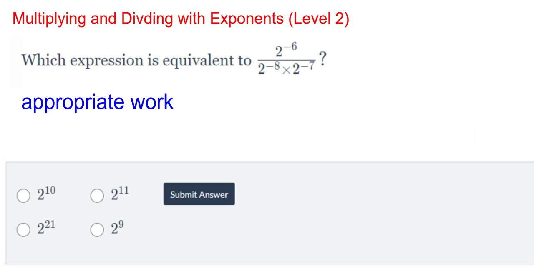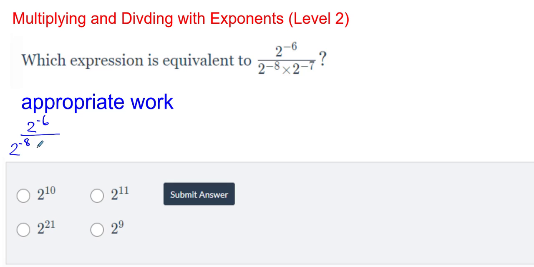Before you finish off the last one, I'd suggest you pause the video and give it a go on your own. So 2 to the power of negative 6, that's already simplified in the numerator, so we're going to have to simplify the denominator, but we'll write it out first.